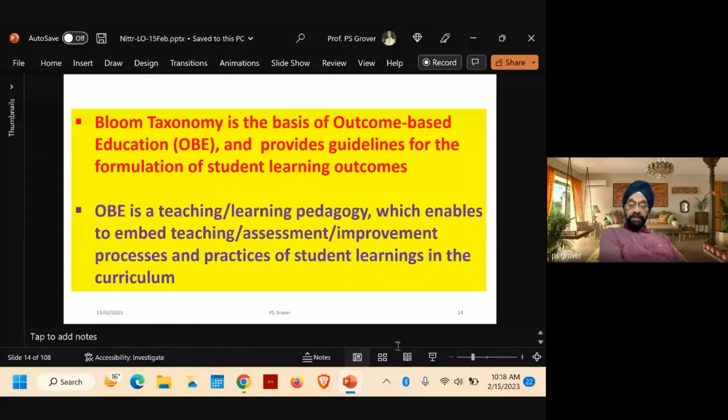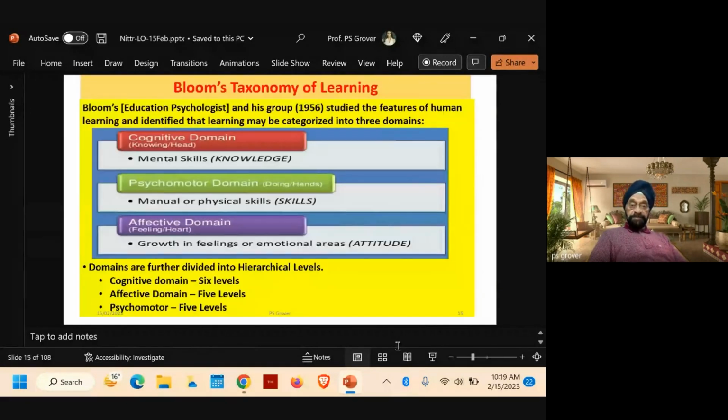See, in this session, we are focusing on how to design, how to formulate student learning outcomes. And outcomes have four components. Please remember this. OBE is a teaching-learning pedagogy which enables embedding teaching, assessment, and improvement processes and practices of student learning in the curriculum. So the curriculum has to be designed like this.